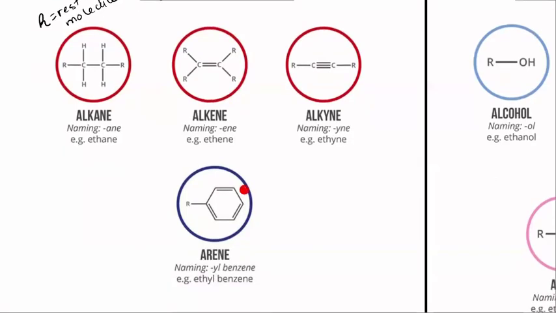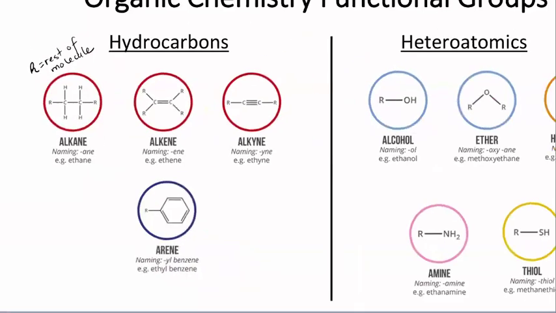Lastly, we have arenes. And arenes are illustrated by having a hexagon with alternating double bond, single bond, double bond, single bond, double bond, single bond. And they have to alternate like that. That specific structure of having that hexagon with the alternating double bonds and single bonds is known as a benzene ring. But the functional group is known as an arene.